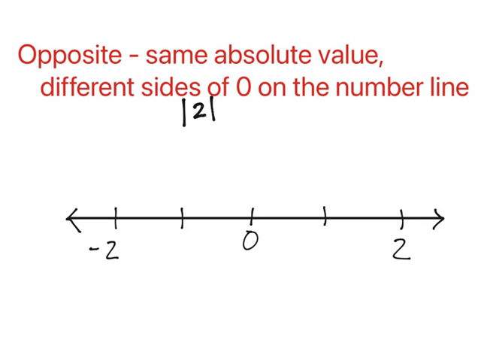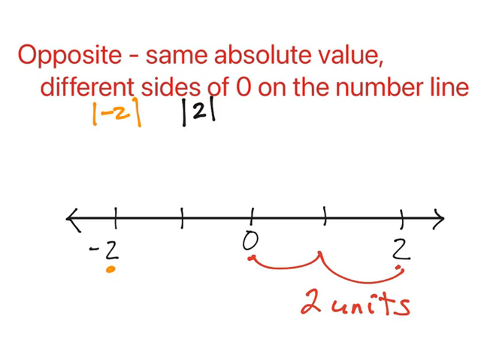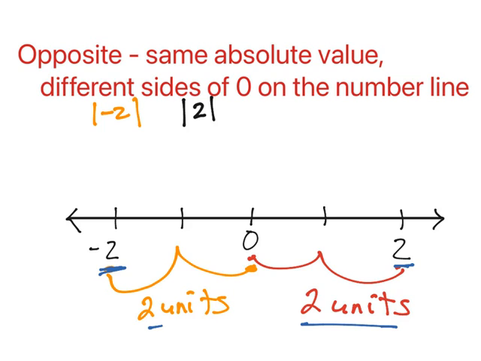of 2 means how many spaces away from 0 is 2? Well, here's 0, here's 2. So 1, 2, I am 2 units away. Great. Well, what about the absolute value of -2? Well, here's -2, and here's 0. So I would go 1, 2, 2 units. So you can see both +2 and -2 are 2 units from 0. So they are opposites. -2 and 2 are opposites for that reason.